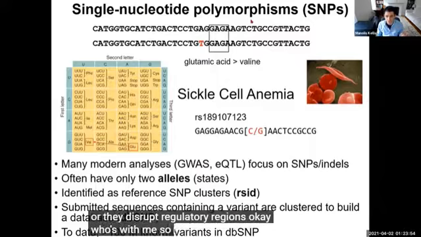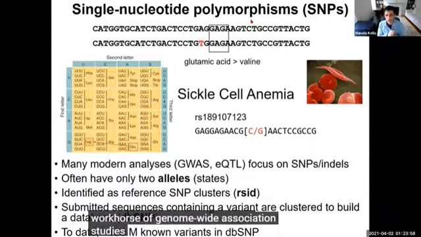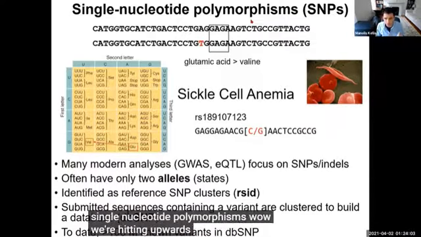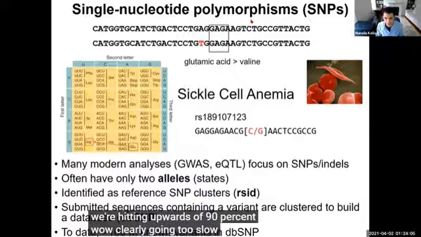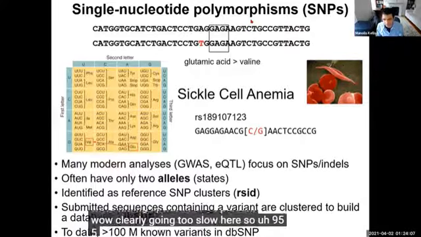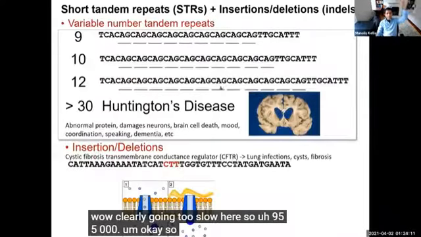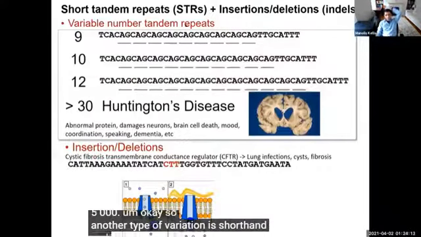Okay, who's with me so far on the workhorse of genome-wide association studies, namely single nucleotide polymorphisms? Wow, we're hitting upwards of 90%. Wow, clearly going too slow here. So 95, 5, 0, 0, 0.